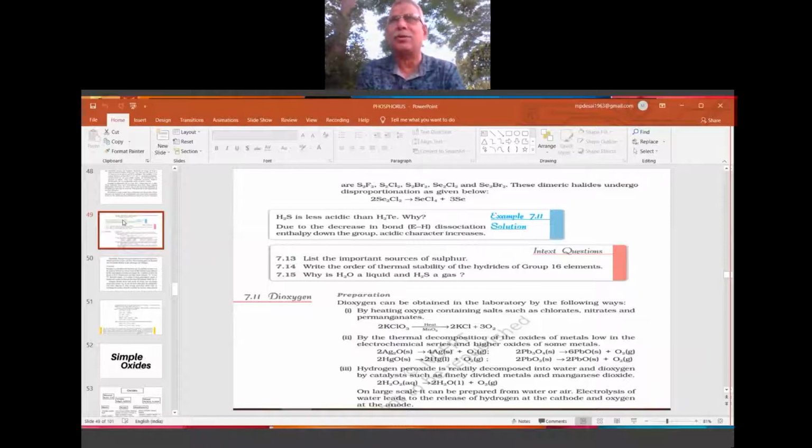Using air. In the air, it is freely available. The only thing is you have to separate it, depending upon the difference in the boiling point. That is what we learnt in the ninth class, liquefaction of air. So we are converting gaseous air into liquid air.